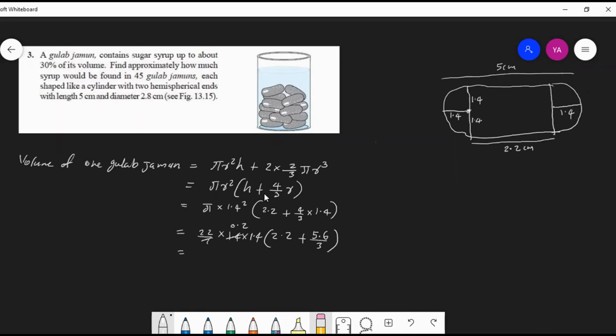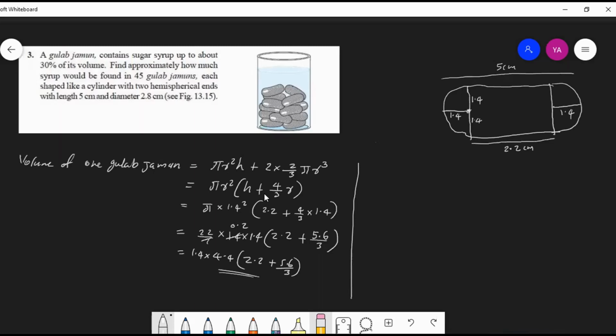Okay, this 22 into 0.2 we can write. How will come 22 into 0.2? 4.4 will come. Okay, so 4.4 into 2.2 plus 5.6 by 3, 1.4 also there. So 1.4 into 4.4 inside the bracket 2.2 plus 5.6 by 3. I'm not simplifying to the final step, so I keep it like this. Then we got the volume of the gulab jamun.